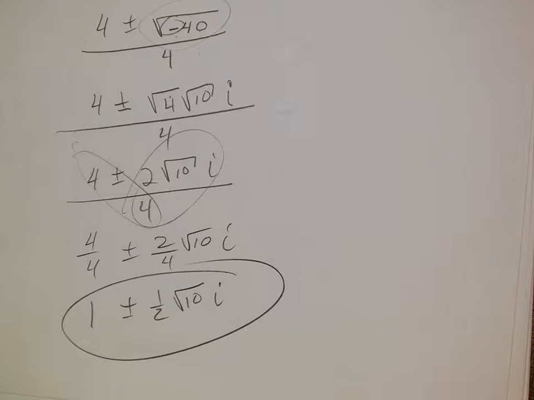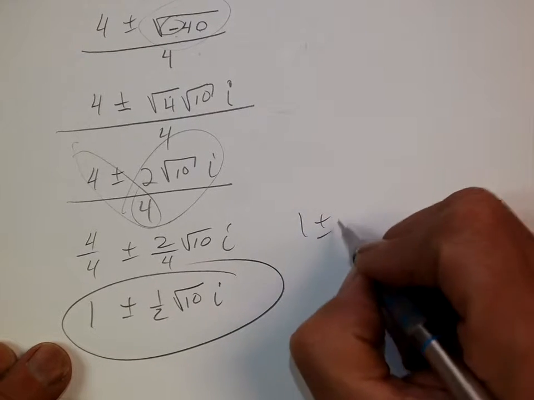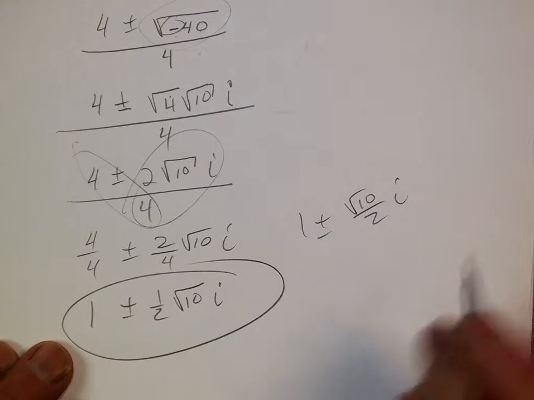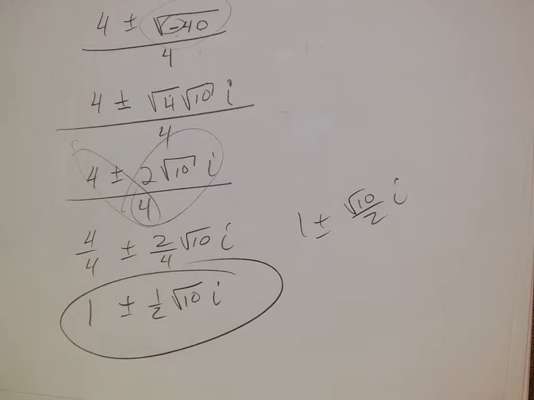You know what, Becca? You can go 1 plus or minus the square root of 10 over 2. Yes, same answer, okay? Same answer.